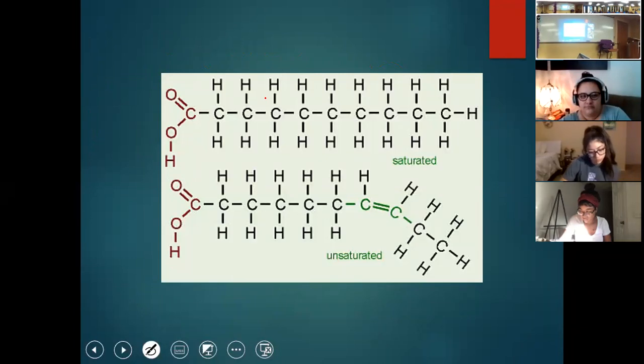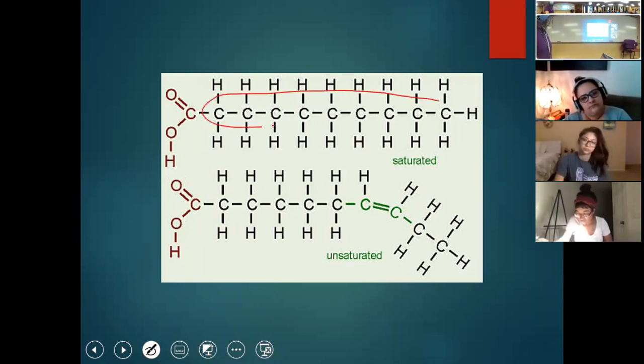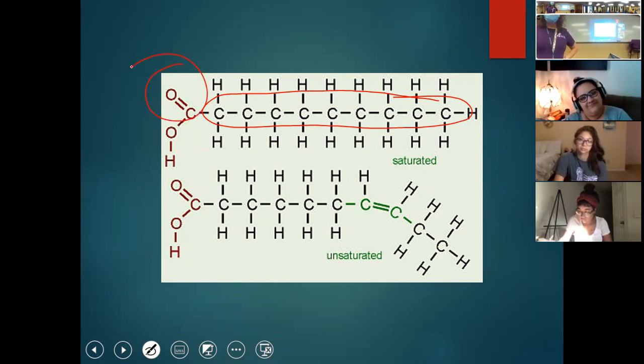So this is just a picture. Now, obviously, this is just a very, very basic picture. Here we've got our saturated fatty acids. We have nothing but single bonds in that hydrocarbon chain. And I know somebody is going to be like, but Miss Huff, there's a double bond right there. That's how you sound in my head sometimes.